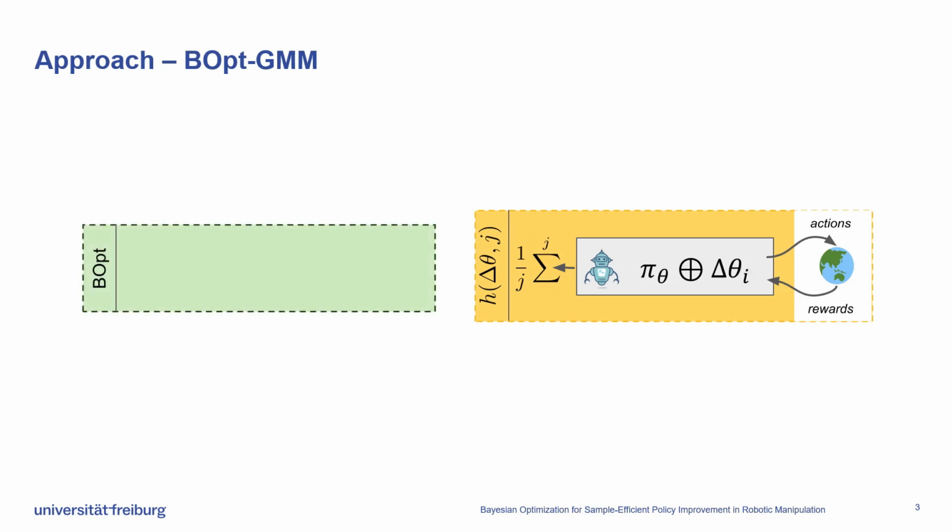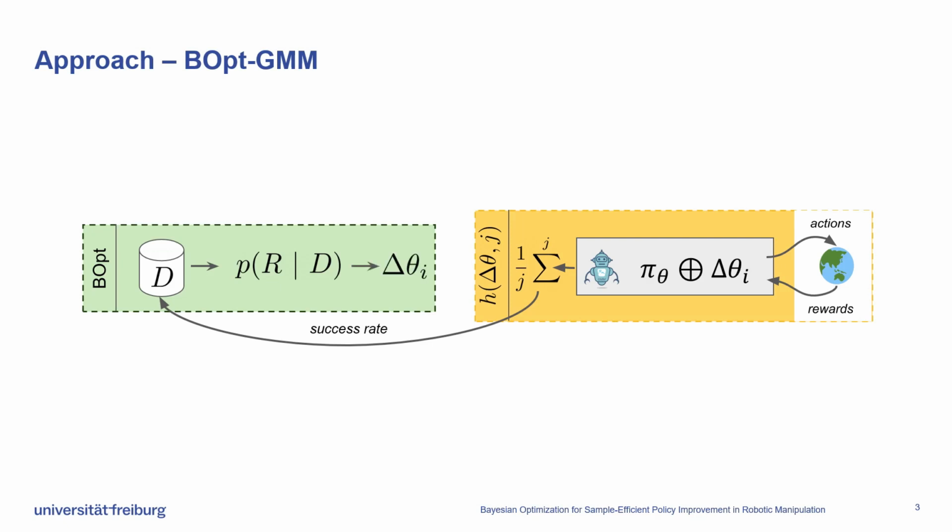The return obtained by an update is collected in a dataset and used by the optimizer to model a distribution of possible returns. Using expected improvement, the optimizer draws a new update and lets the evaluation function determine its value.